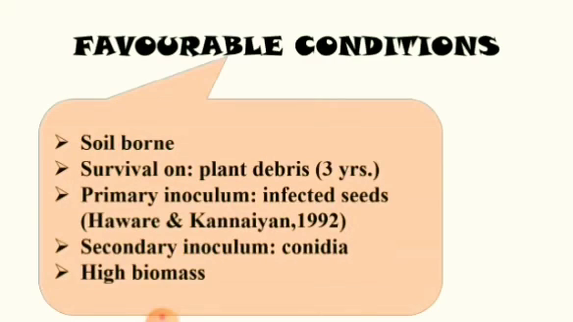There are two things, the primary inoculum and the secondary inoculum. Primary inoculum is the inoculum that initiates the infection. That may be infected seeds, or infected mycelium on the debris, or the chlamydospores. And the secondary inoculum causes the infection in the same season, that is macro or microconidia. If there is high biomass, that is, more plant density, then there will be more humidity, and that will favor the pathogen.